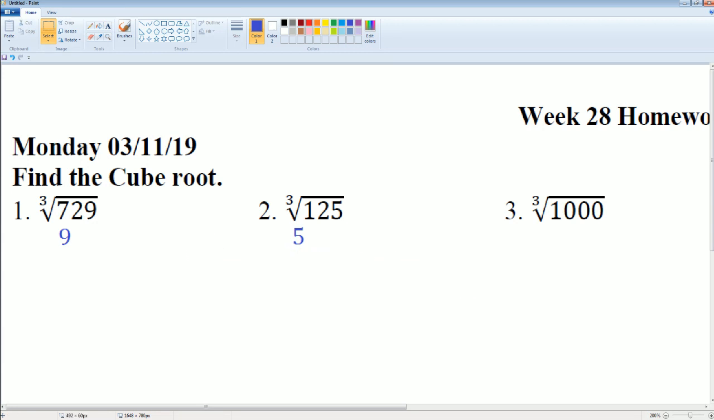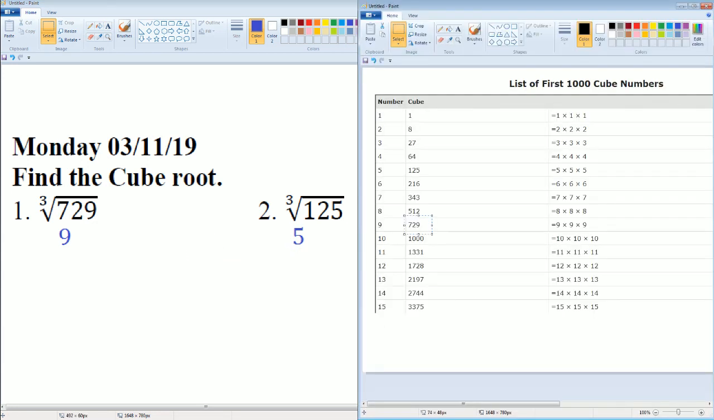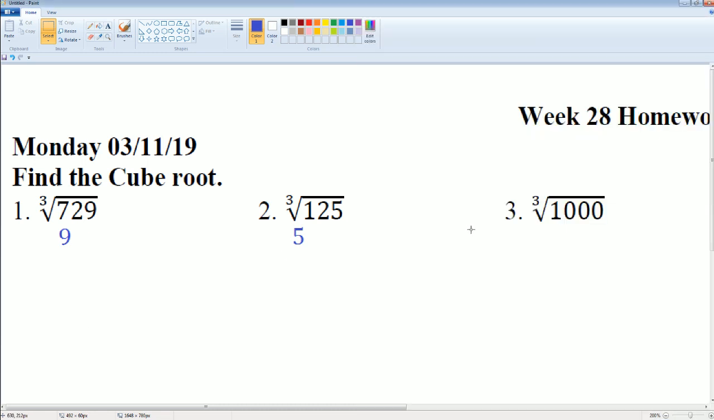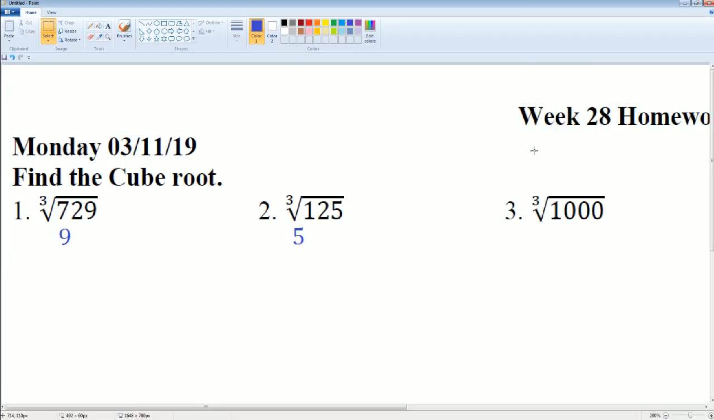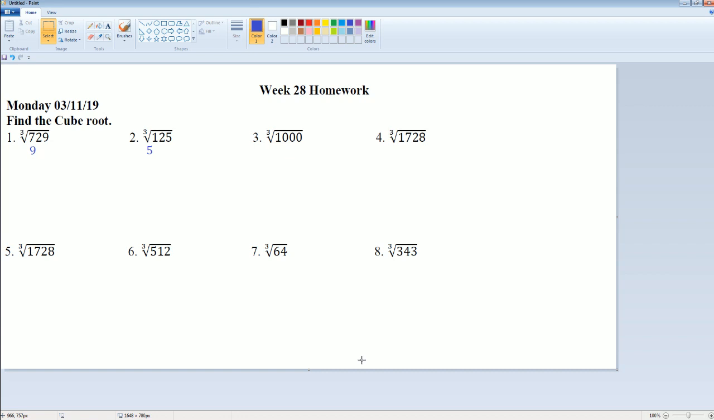Alright, so again, two ways to do it. Memorize the chart or learn and use the calculator. Up to you. For me, I like using the calculator. I recommend that you use the calculator because you're allowed to use the Desmos calculator on the state test. It's embedded into the state testing. So let me show you here. Alright, let's just do that.